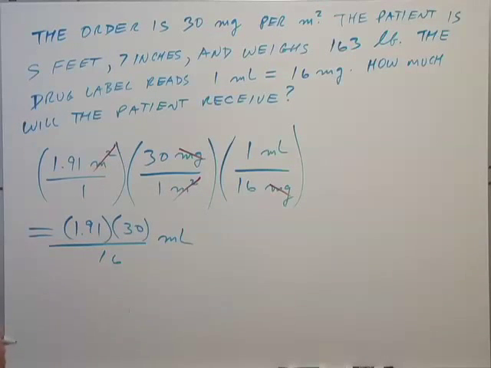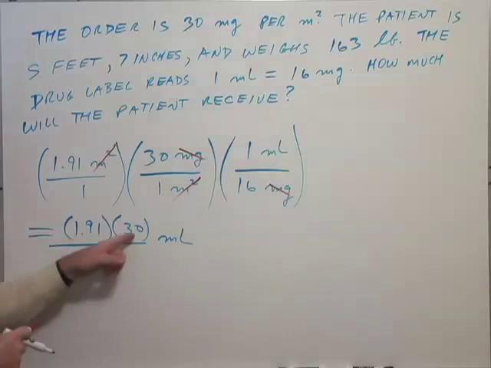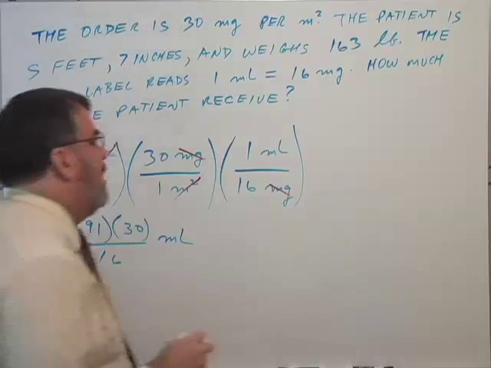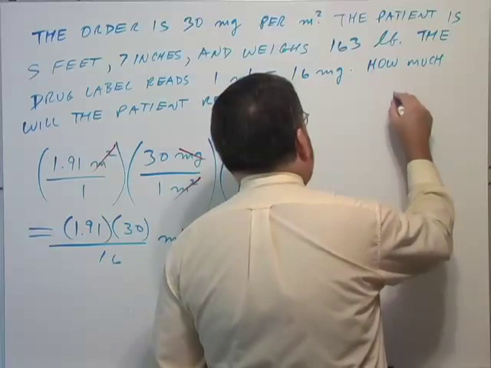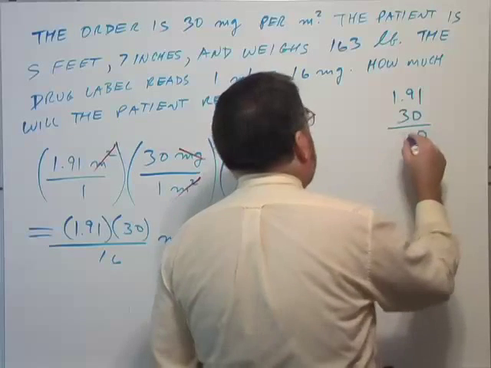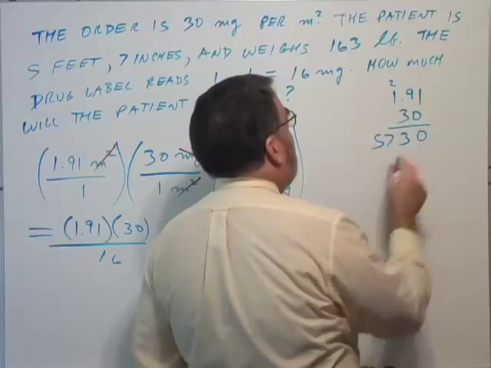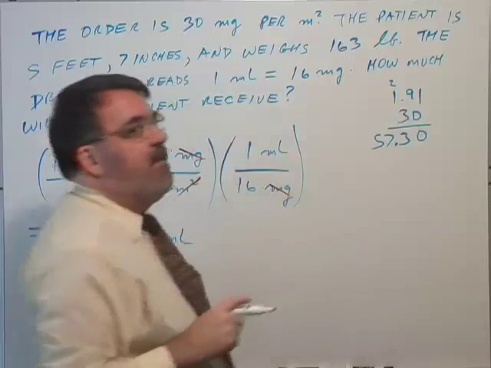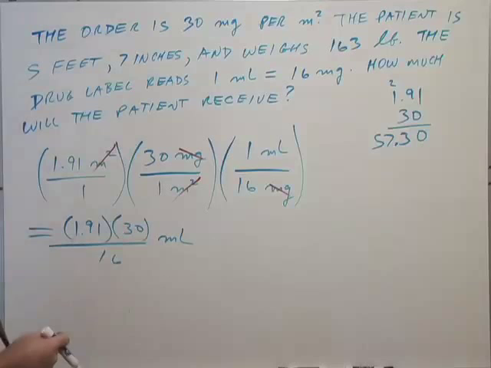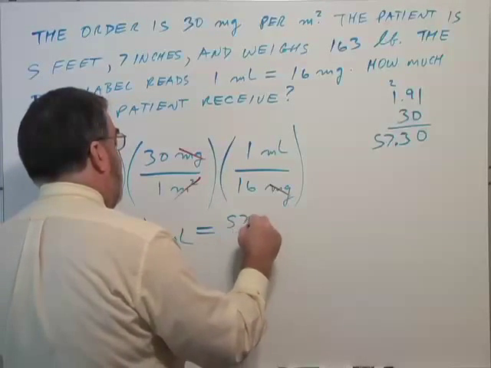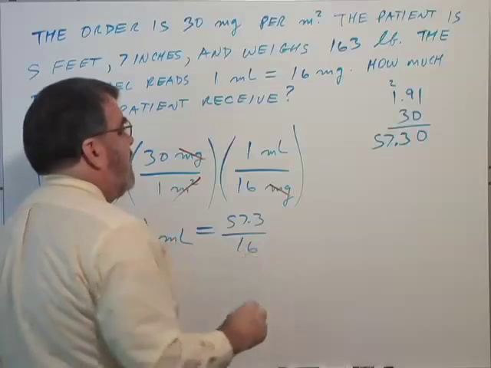And we could reduce this fraction to 15 over 8. That means multiplying 15 times 1.91. I'd much rather multiply that by 30. So let's go ahead and do that. So 30 times 1.91, 3, 27, 2, 3, 5, and 2 decimal places is 57.30, or just simply 57.3. So this is 57.3 over 16.